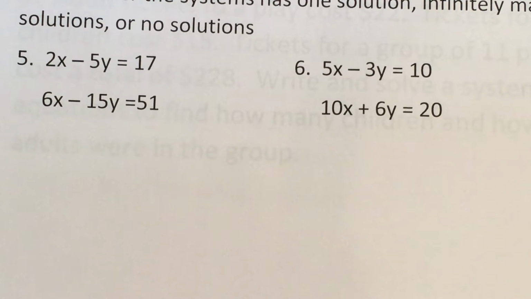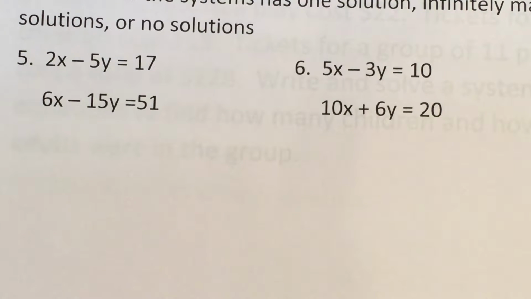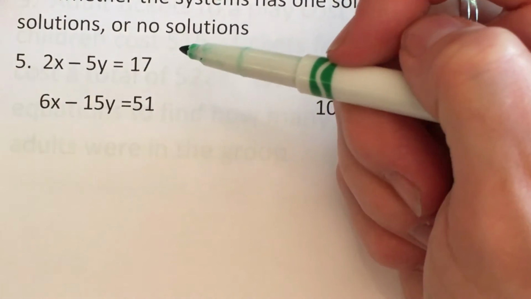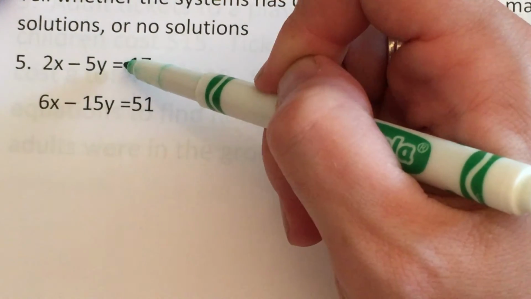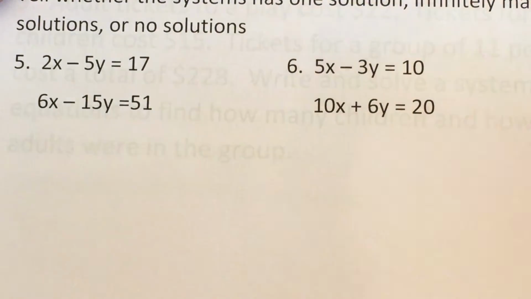All right, problem number 5. So we need to tell whether the system has one solution, infinitely many solutions, or no solutions, and this is very similar to what we did with substitution. We're looking for the same type of thing. We're just going to do this with elimination instead of with substitution. So in problem 5, x, y equals number, x, y equals number. Great, they're in the same order.